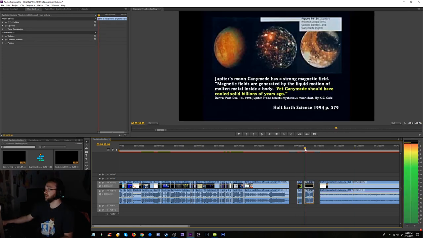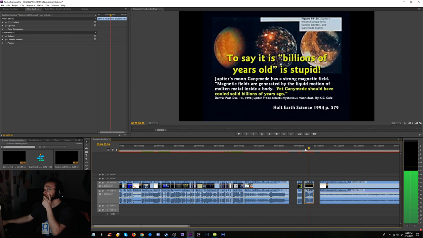Jupiter has a moon called Ganymede, which has a very strong magnetic field. Scientists are kind of perplexed by this because the magnetic field indicates a hot molten core, and yet Ganymede should have cooled off billions of years ago. Why does Ganymede still have a hot molten core and a strong magnetic field? To say it's billions of years old is stupid. It's just lacking common intelligence.